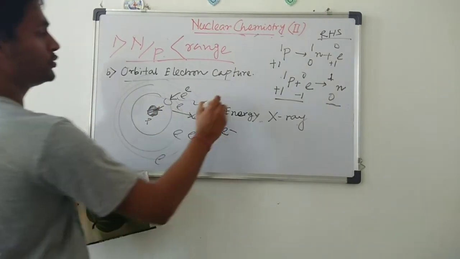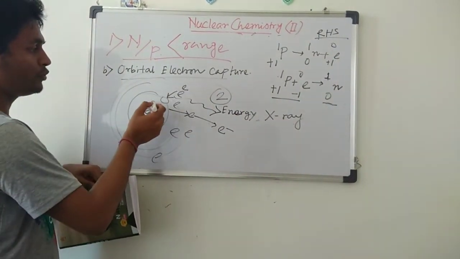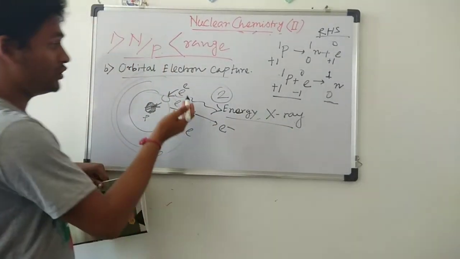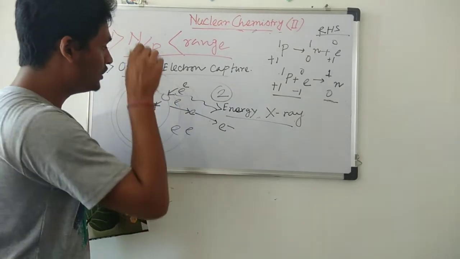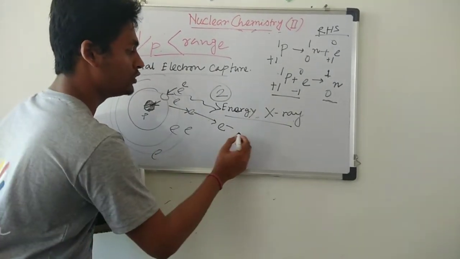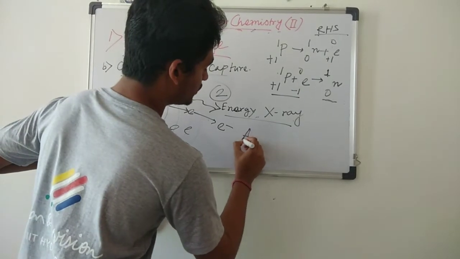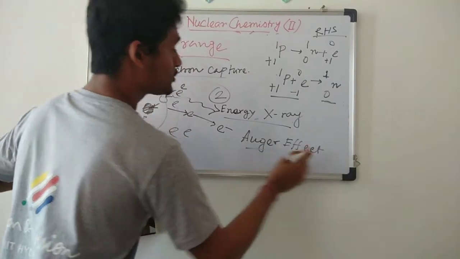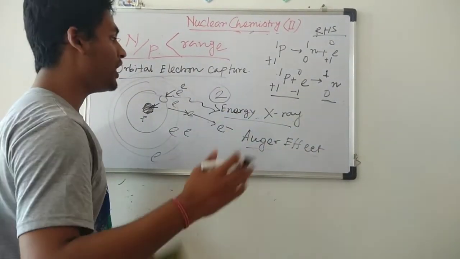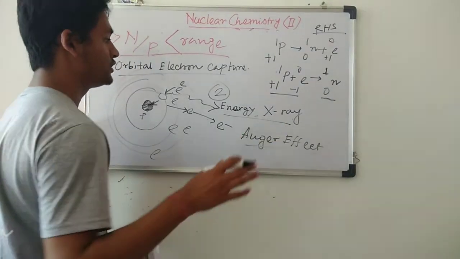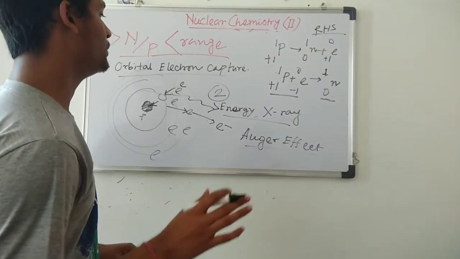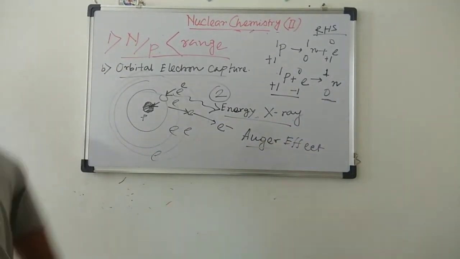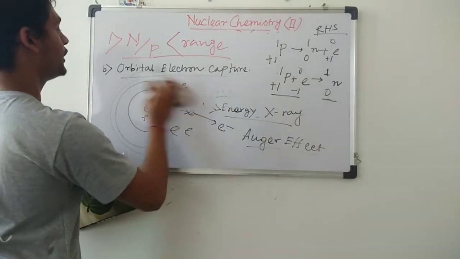So there are two possibilities. One is that an electron comes from the higher level to the lower level and energy is ejected. That is the characteristic X-ray. And when the energy that is ejected strikes out one more electron, that is called the Auger effect. This is a very important thing, and due to these two things, there is a very vast spectroscopic literature. A whole lot of new spectroscopy has been generated with this X-ray and Auger effect. I'm not going through all the things. So these are the two possibilities in orbital electron capture.